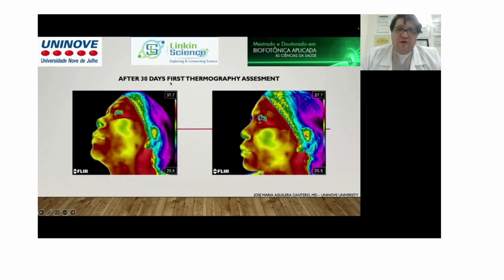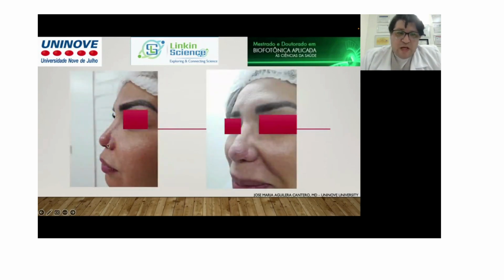And 30 days after, we saw how much the vascularization had improved, and it was safe to do laser on her scars. So we can see, after 2 treatments of 30 days, we're talking about 2 sessions in 50 or 60 days, how much the skin improved, and all was saved, and the patient was very happy with the results.